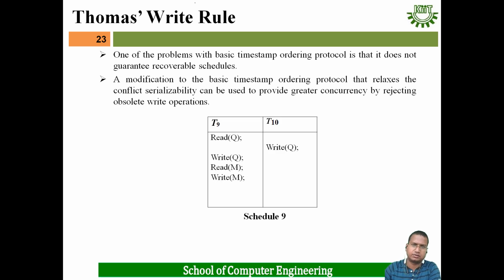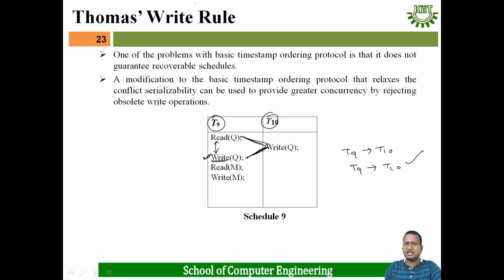Thomas Write rule. Okay. The basic timestamp protocol says that whenever T9, T10 two transactions are there, and the order of the transactions is T9 to T10, then whenever a read-write conflict is there, that means the order is T9 to T10, it will not create a problem. Okay. Similarly, whenever a write-write conflict is there, in this case, after a very long period of time, the write operation happens here. This is known as a blind write. It will be treated as a blind write. And in this case, this write-write also will not create any conflict according to the Thomas Write rule.